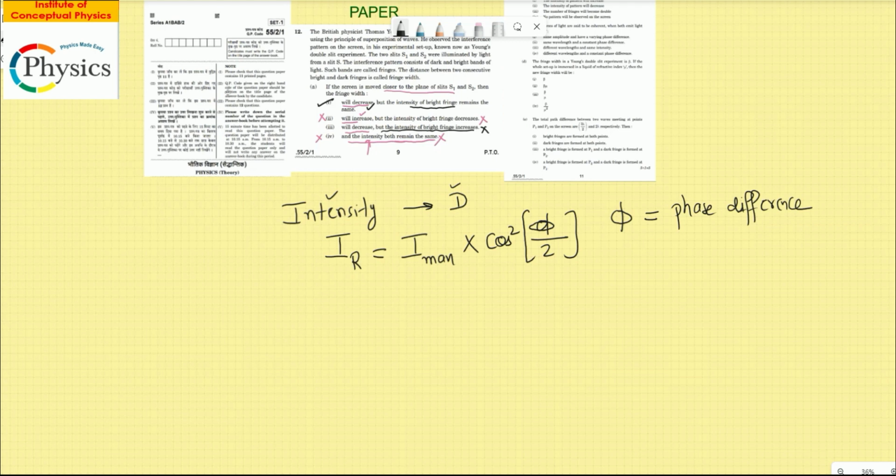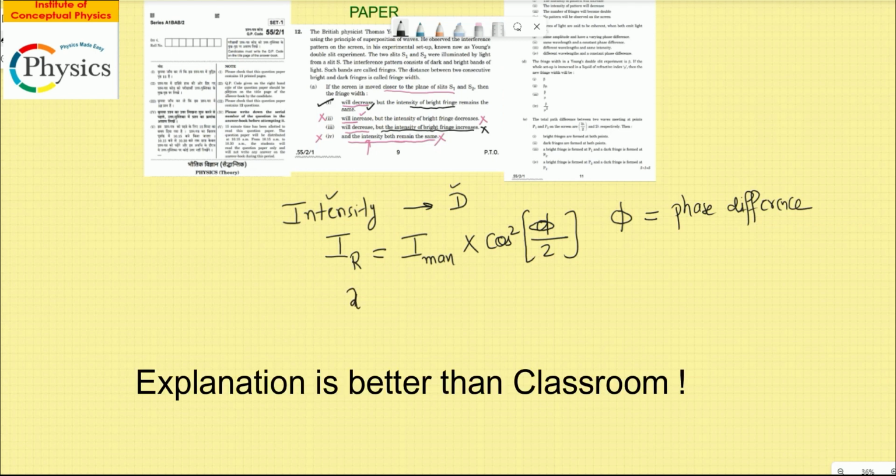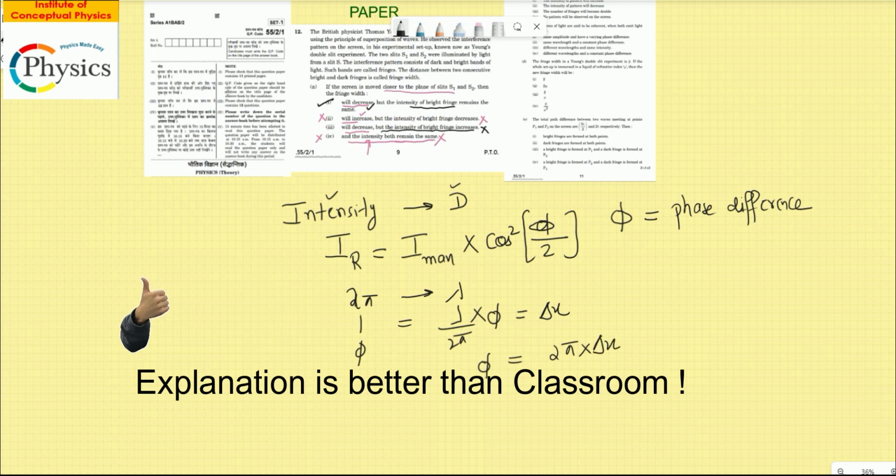All right, so you can then say that if the phase difference is 2 pi, the path difference is lambda. If the phase difference is 1 radian, the path difference is lambda by 2 pi. And if it is phi, it is given by this much. So we will write this as phi, and what we get is phi is equal to 2 pi into delta x by lambda.